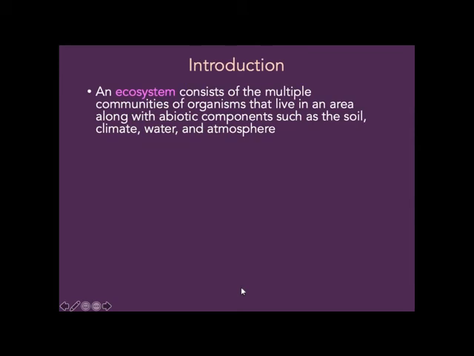All right, so to review, an ecosystem is defined as the multiple communities of organisms that live in an area along with the abiotic components like soil, climate, water, and temperature.